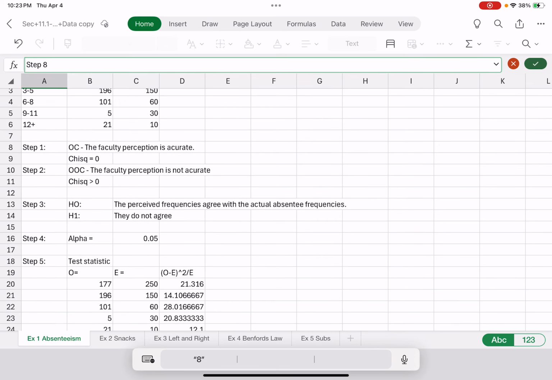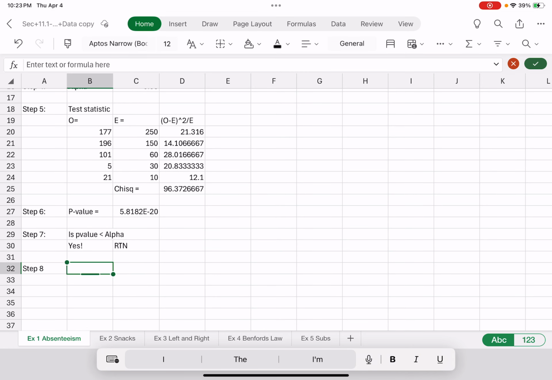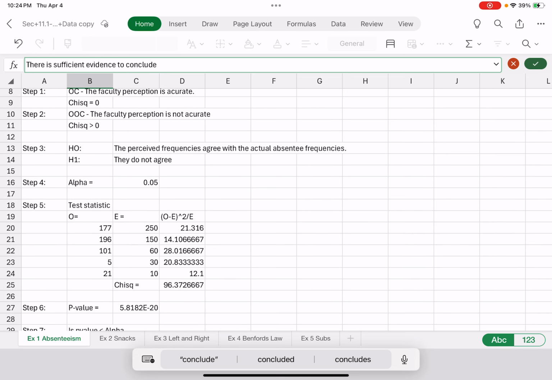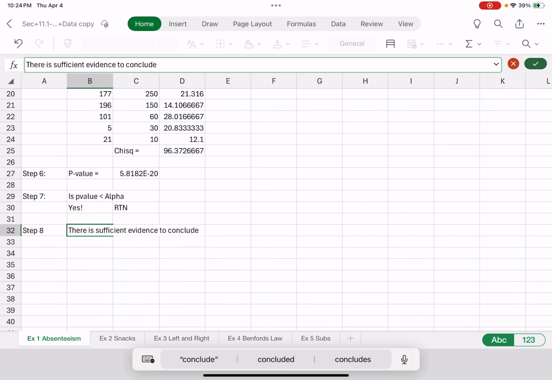Okay, step 8. What do I say then? My original claim is that faculty perception is accurate. All right, so I rejected, so there's sufficient evidence. So I'm just going to start with that. There is sufficient evidence to conclude. Now, the null hypothesis, not necessarily the original claim, was that the perception agreed with the actual, which happened to be the same as the original claim. We rejected that null hypothesis, so we rejected the original claim.